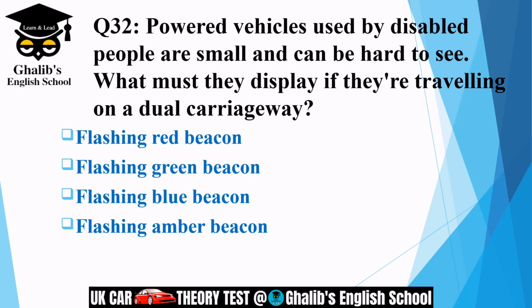Question 32. Powered vehicles used by disabled people are small and can be hard to see. What must they display if they are traveling on a dual carriageway? Flashing red beacon, flashing green beacon, flashing blue beacon, or flashing amber beacon. So they should be having a flashing amber beacon to display on them.